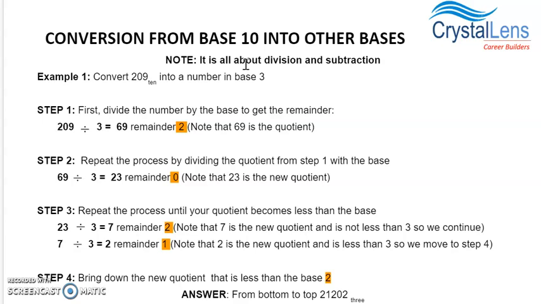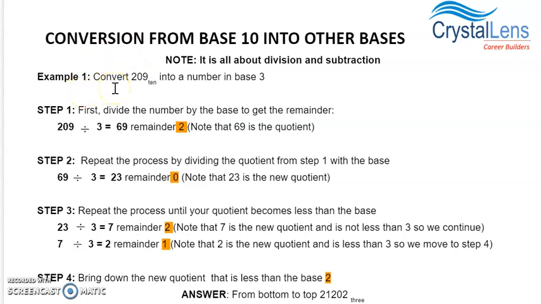Remember, in our last class, we talked about converting from other bases into base 10, and basically what we did, we multiplied and we added. So this time around, when converting from base 10 to other bases, we are going to be doing the opposite, which is dividing and subtracting. So for you to really understand this, let's take an example.